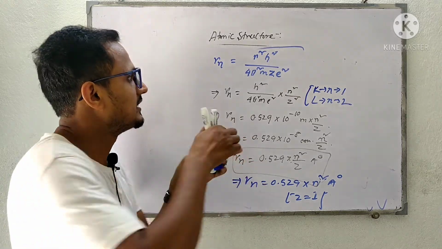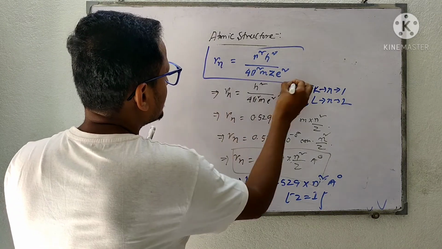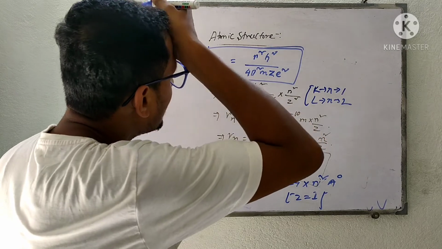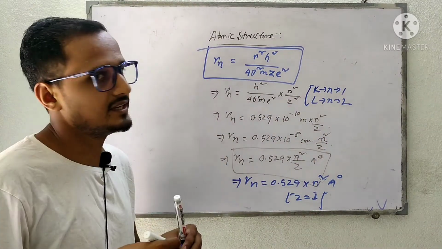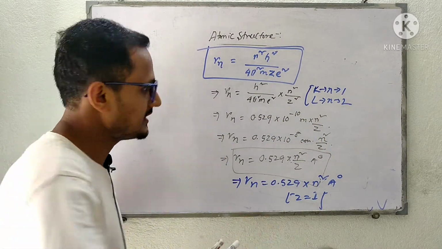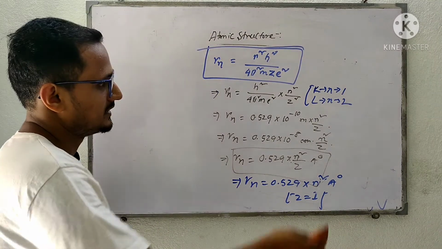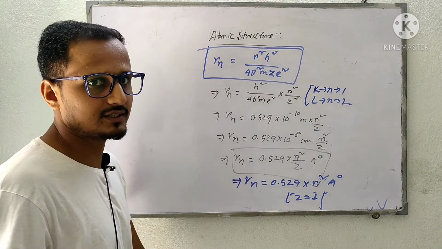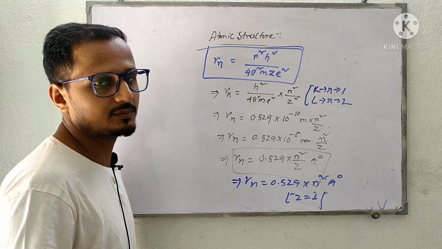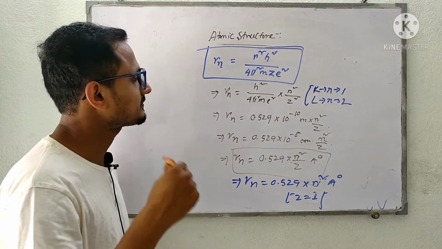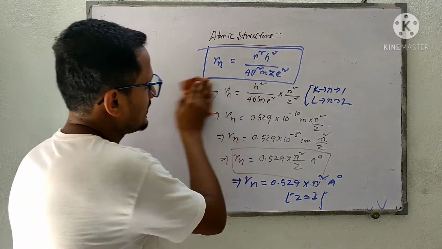But this relation is very important because this will help you to calculate the energy of the electron which is revolving in the nth Bohr orbit. Now I am erasing this one. I am going to calculate the total energy of the electron which is revolving in the nth Bohr orbit.